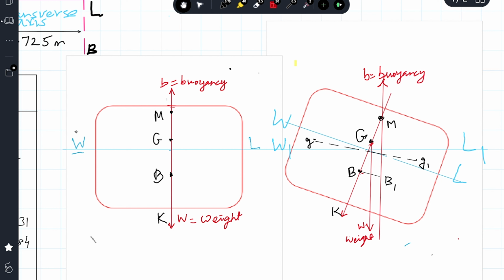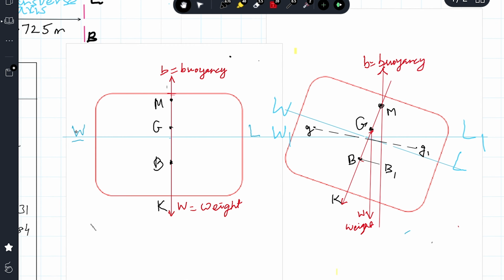We also need BM for calculating the GM because we need KM. For KM we need to know KB plus BM. That gives us KM, and then KM minus KG will give GM. So that is why it's important to find the BM. This is transverse BM because it's related to transverse motion of the vessel.